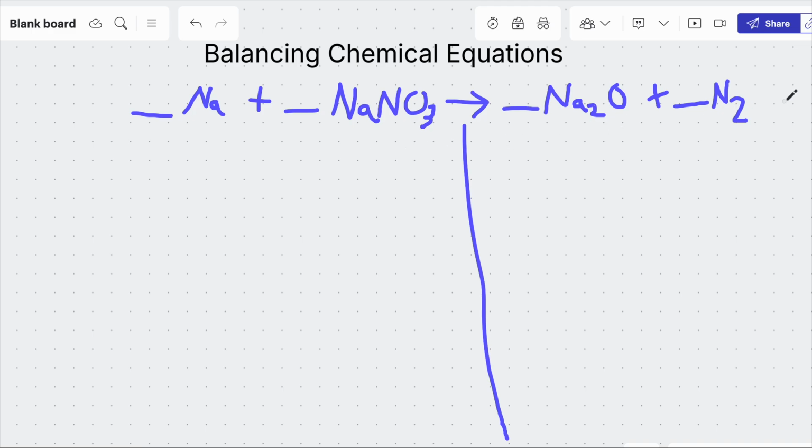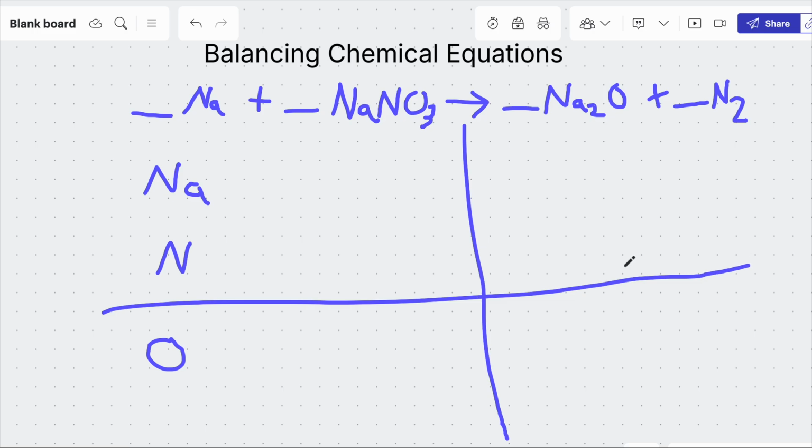Let's figure out what kind of elements we have on either side. If we have Na showing up in different places, that's all good. We still just have Na's. We have N's. And we have O's. And that's true for both sides. Should always be true. Right.